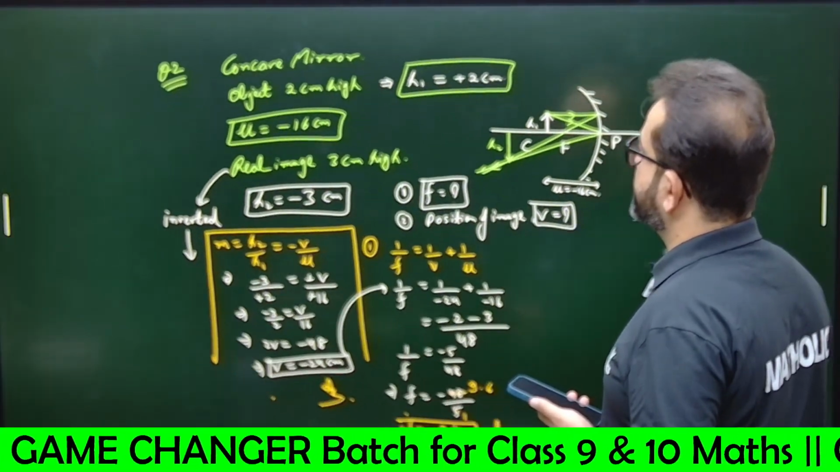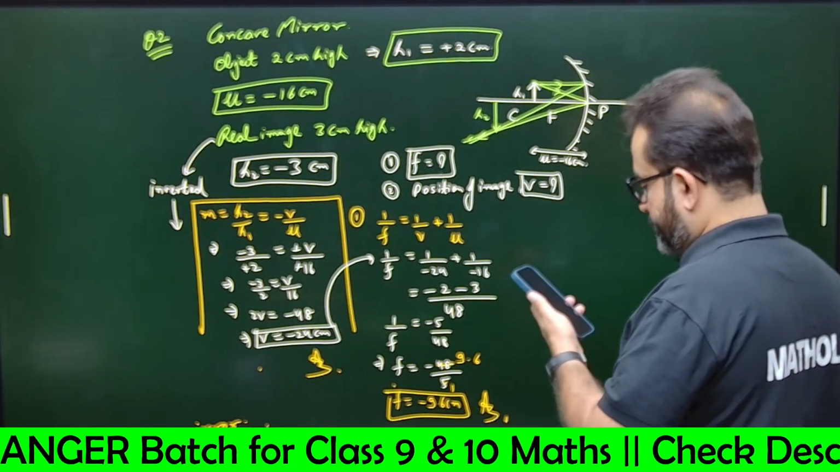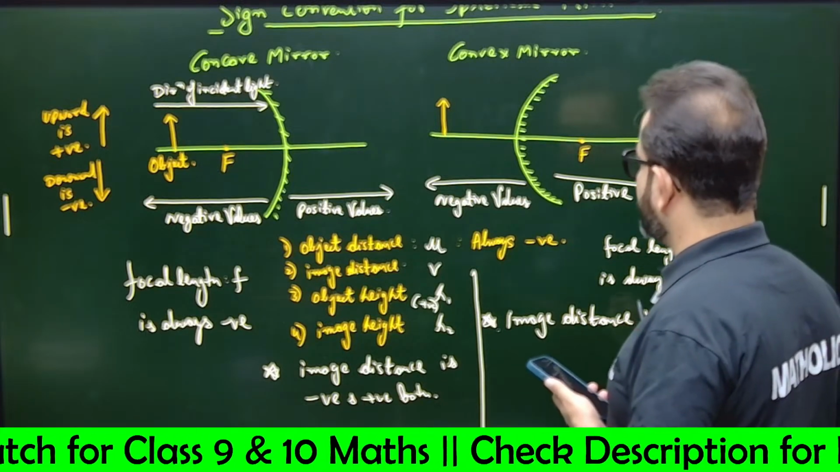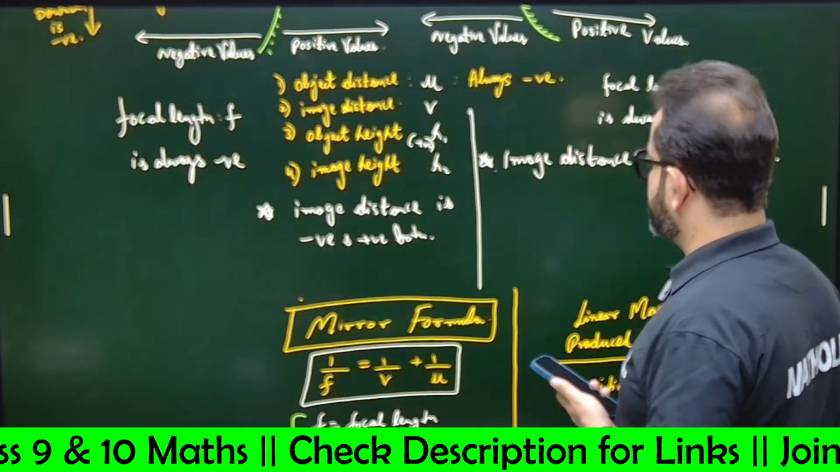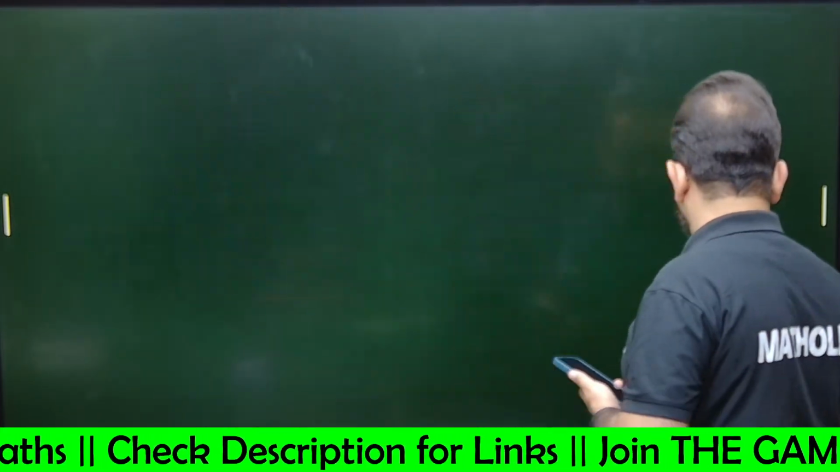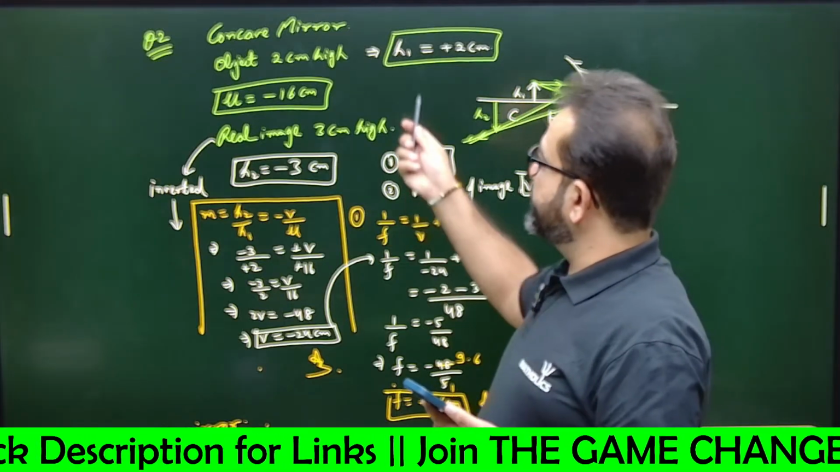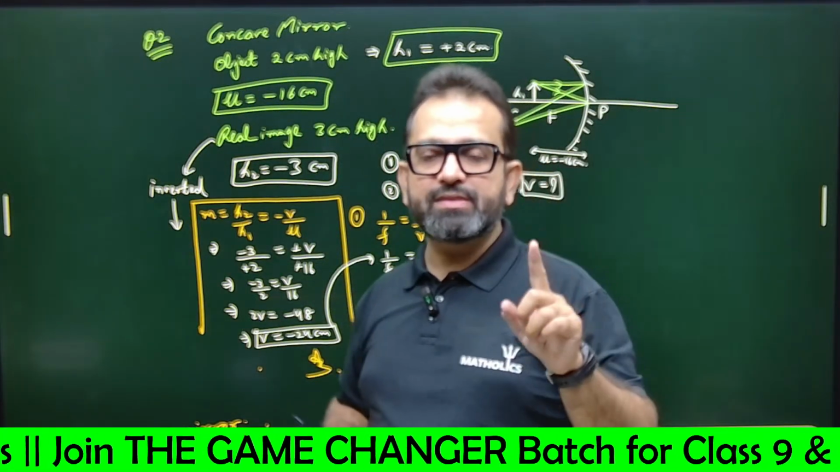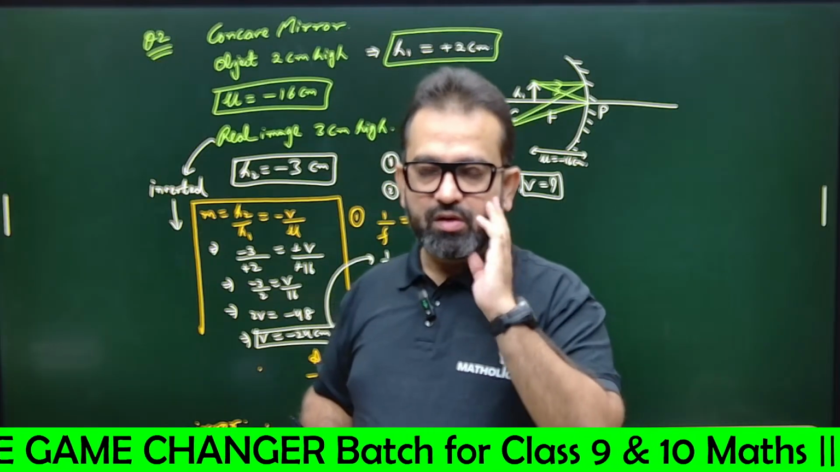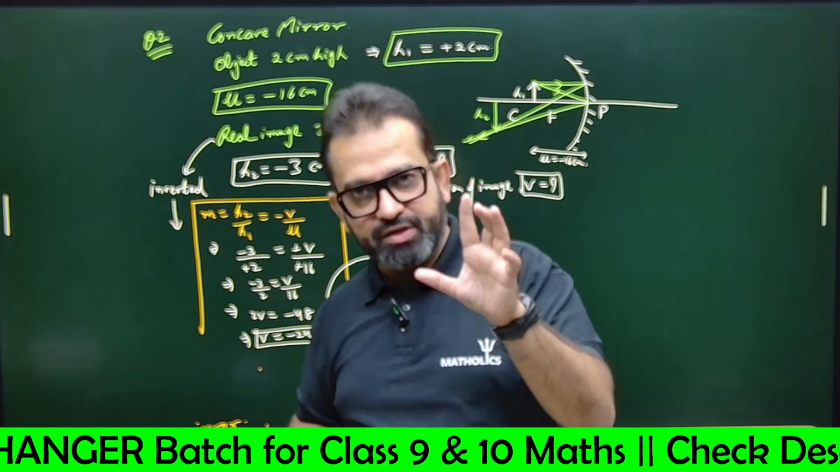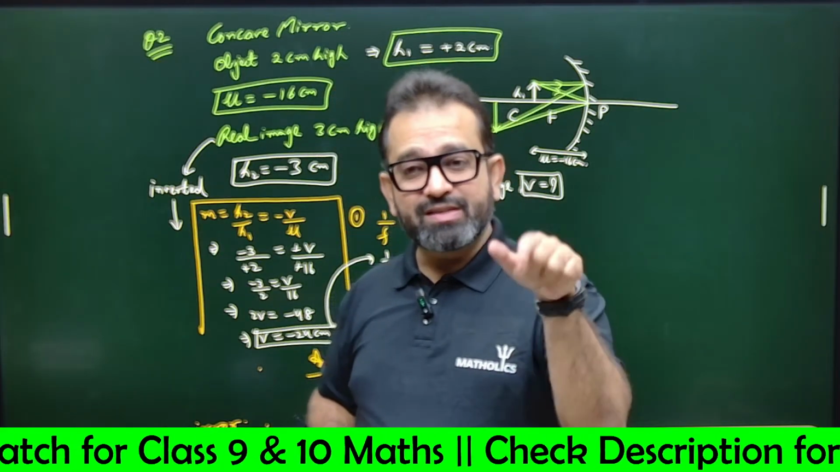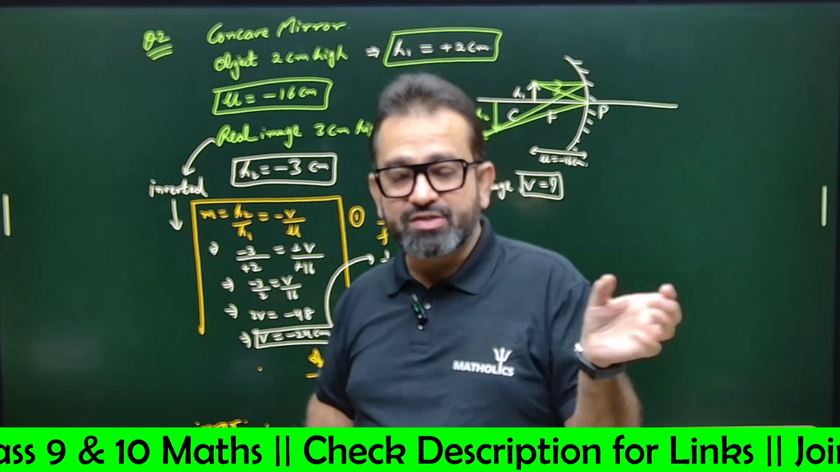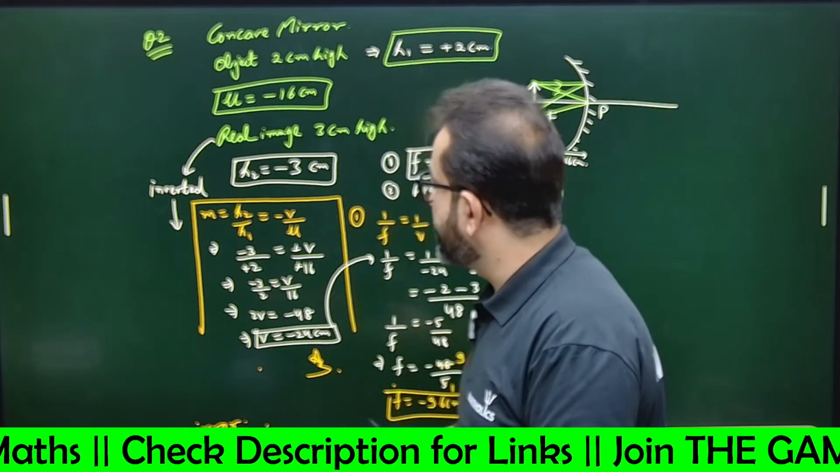Okay, first question done. Now this is question number 2. This was question number 1, in which we just used the mirror formula, right? And this is question number 2. See, there is a concave mirror. Object is 2 centimeter high. You tell me, object 2 centimeter high means H1 or H2? What is given? Object H1, image H2. Object distance is U. Image distance is V. Clear?